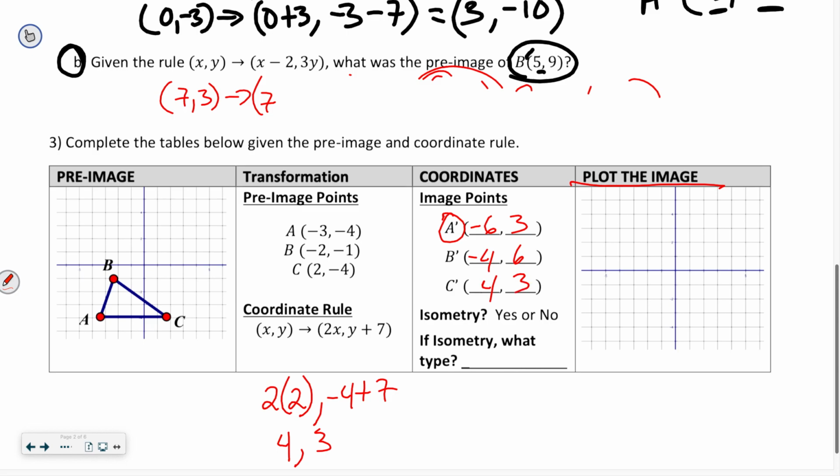Now, I don't really know if this is an isometry right now because I have points that I don't know exactly how the picture looks like. So I need to look at the pictures, this picture and this picture, to notice what actually happened. So let's plot our first point. Negative 6, 3 is actually right here, okay? This is called A prime. Let's find B prime. Negative 4, comma 6 is up here. This is B prime. And finally, 4, comma 3 is over here.